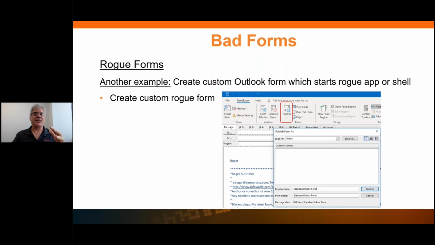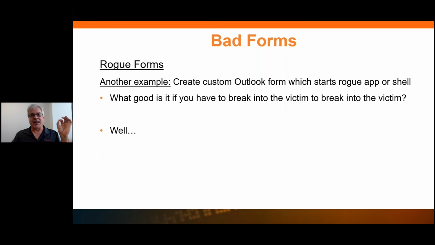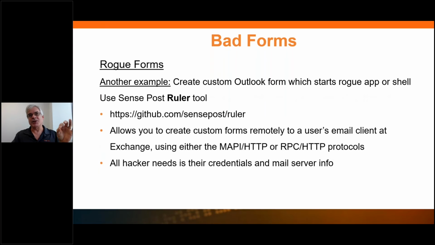The problem is that no antivirus picks up these rogue rules and rogue forms. And there are hackers using what's called Empire PowerShell to create these rogue rules and forms, and they can actually use it to do it remotely. And there's another tool, a white hat hacking tool made by a great company called Sensepost, called Ruler, that allows you to create these rogue forms. And again, hackers have been doing this for years using a very common hacker tool called Empire PowerShell.